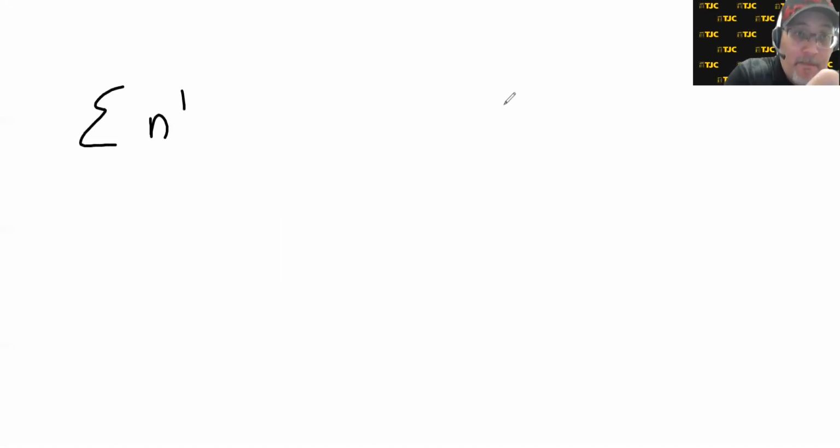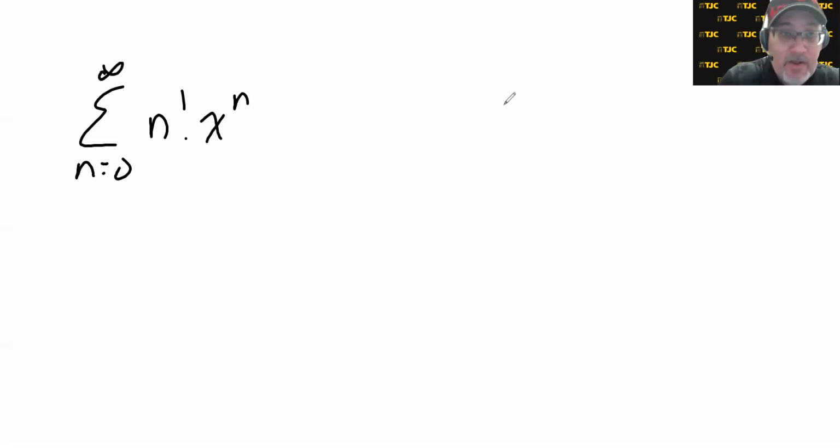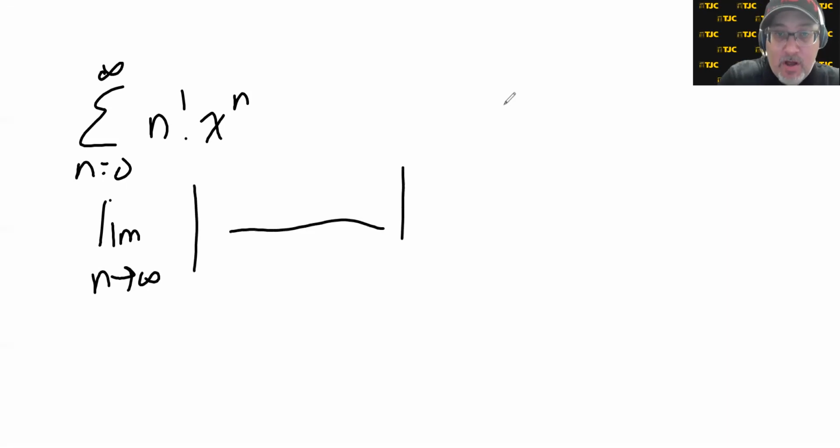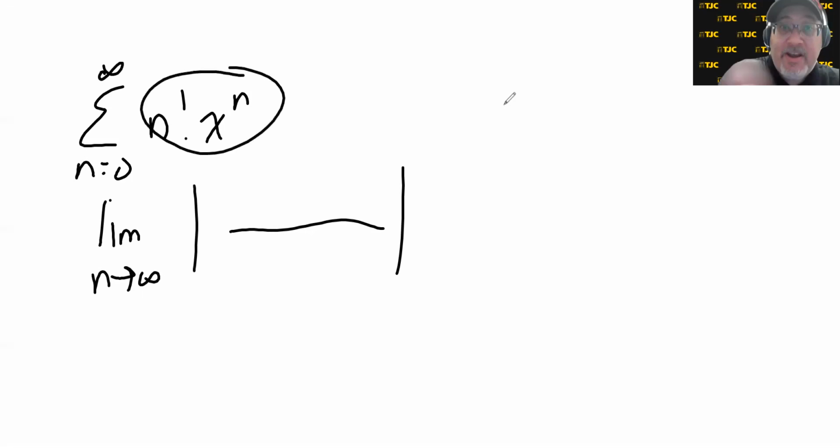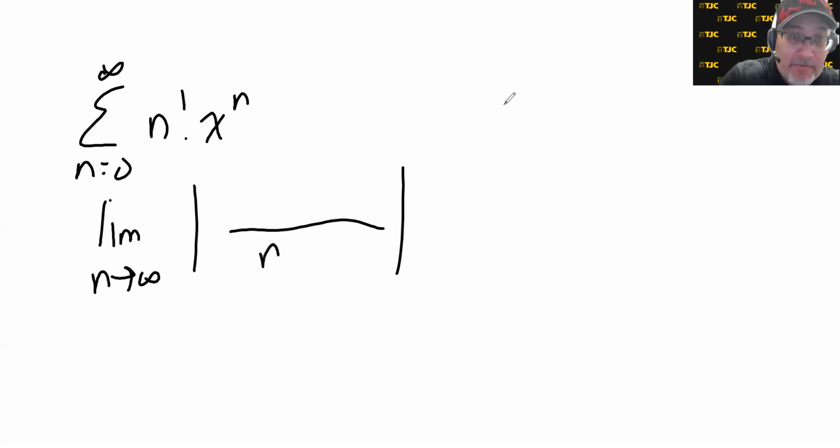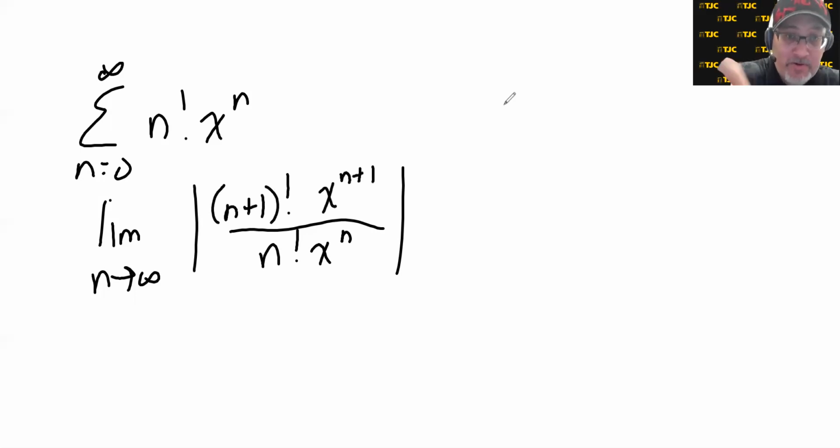Well, here's our series, our power series, if you will. And for the ratio test, we would set up the limit as n approaches infinity of the ratio of the n plus first term to the nth term. The nth term is easy. You're looking at it right here. That's the one that goes in the bottom of the ratio test. For the n plus first term, you would just replace n with n plus 1. So we would have n plus 1 factorial times x to the n plus 1. And we look at that limit.